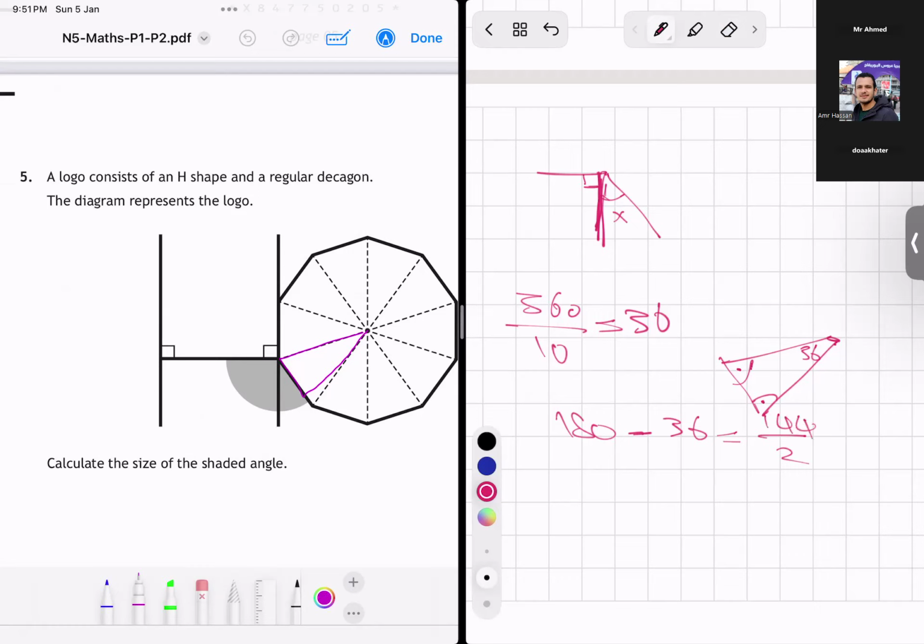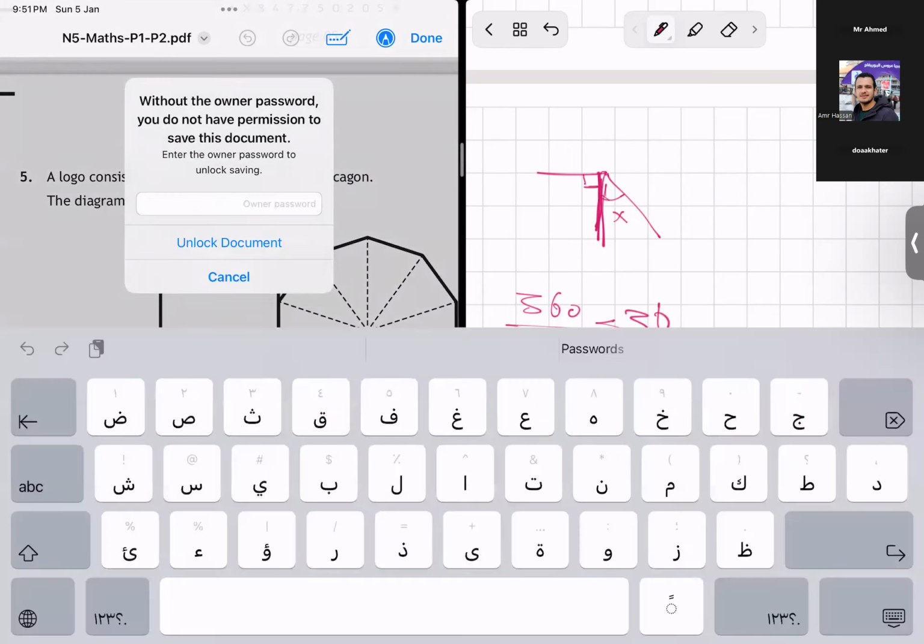Remember, 144 is the size of those two angles together, so we need to divide by 2 to figure out each one of them. So I think it's 72, right? This one's 72, the other one's 72. You're getting it right. So it's going to be 72, and the other one is also 72, because it's regular.